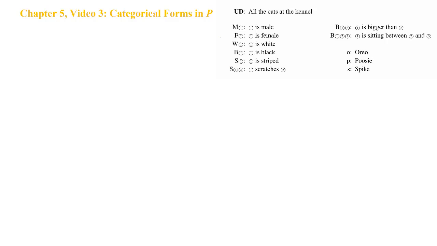Hello and welcome back. This is Chapter 5, Video 3, in which we'll be discussing categorical forms in the language P. Now, a quick review of what we've seen so far. We have been introduced to the four basic translation forms. So given the interpretation on the right there, we can translate the following.